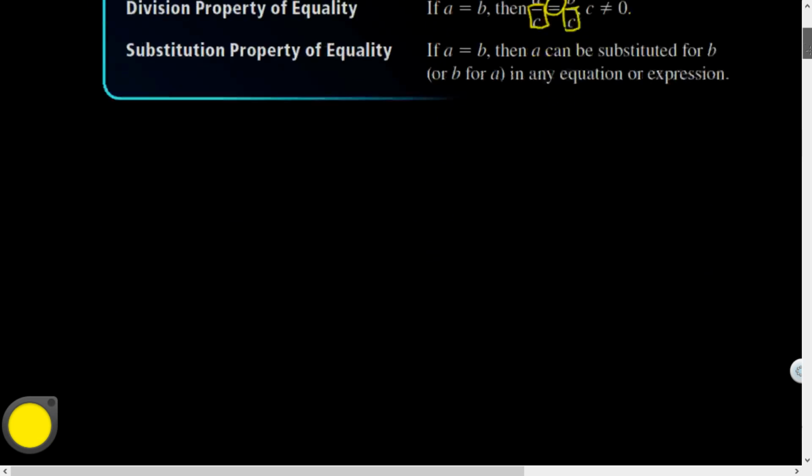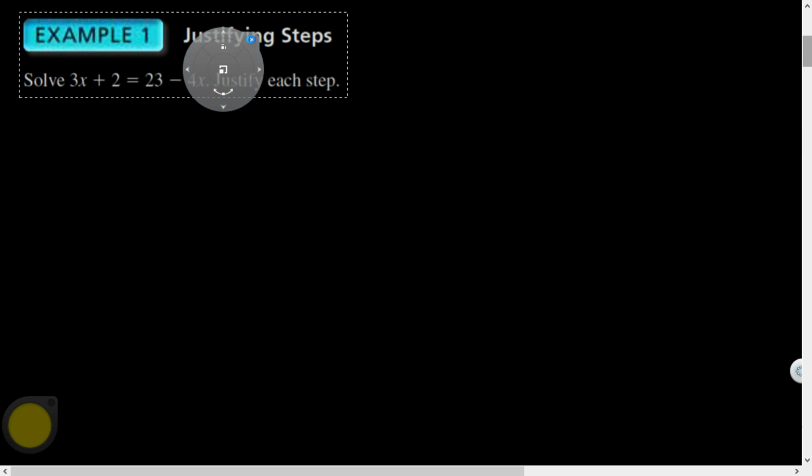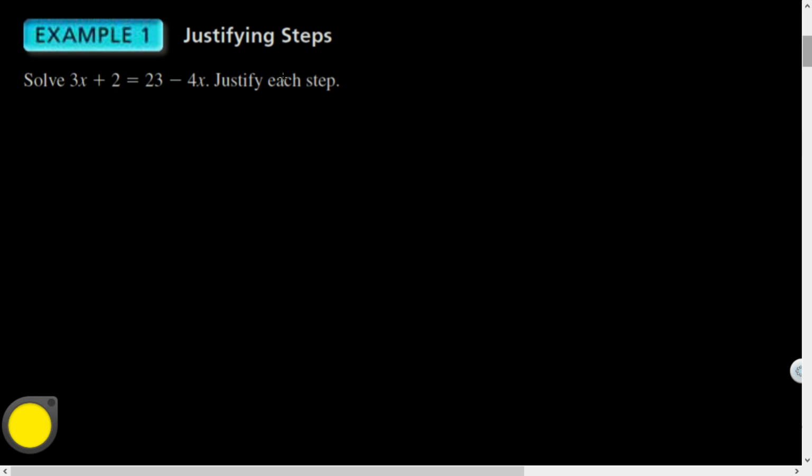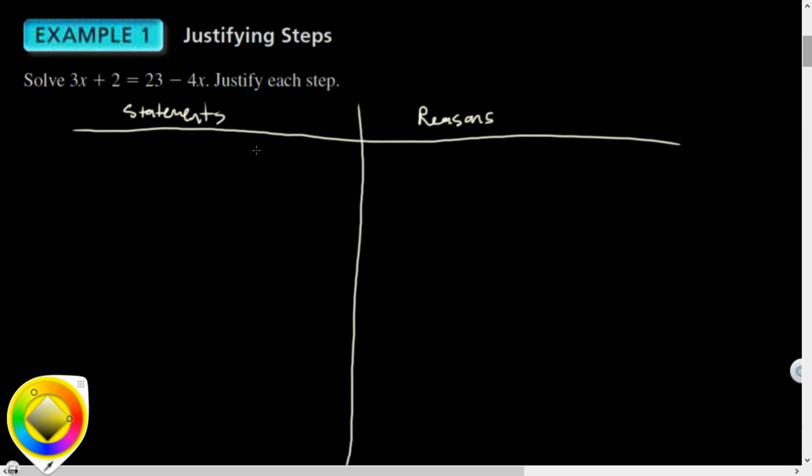Good times. So let's do some examples here. We are going to be aware of these properties, and notice the key here is not just solving, but justifying. I'm going to set up a table over here, where I'm going to have my statements and my reasons. Because of reasons, that's why.